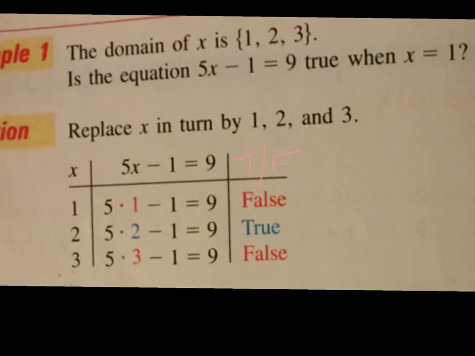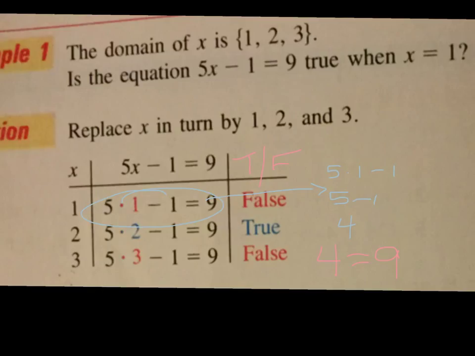Okay, so let's talk about the simplification of this right here. I'm going to bring that over here, and I'm looking at 5 times 1 minus 1. 5 times 1 is 5, minus 1 is 4. And so what they're asking themselves is, is 4, which is the left side, equal to 9, which is the right side? 4 is not equal to 9, which is how they deduced false. When I plug in 1 for x, this equation becomes a false statement.